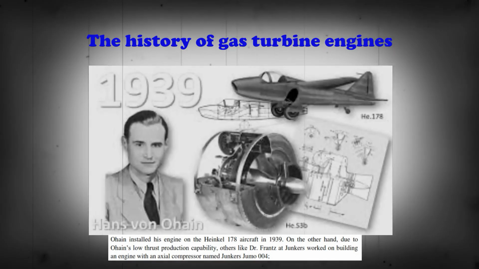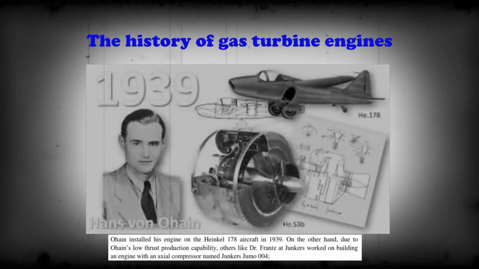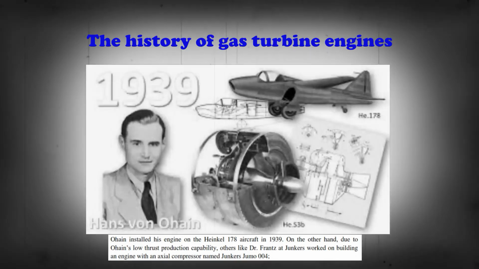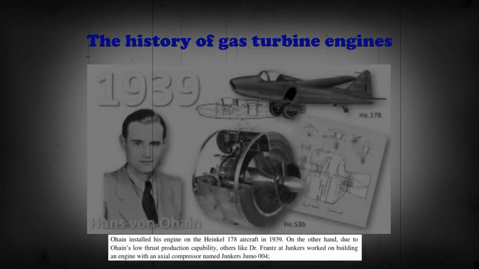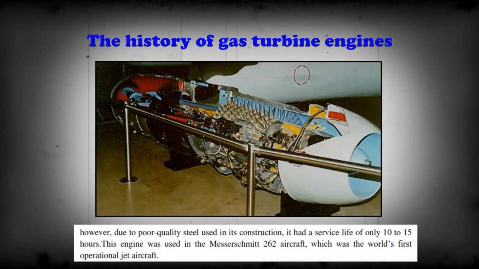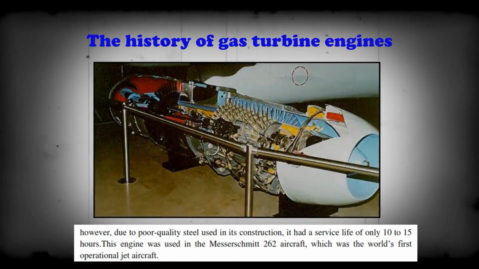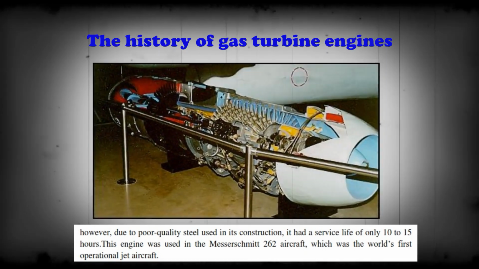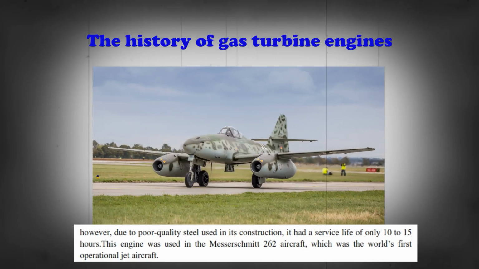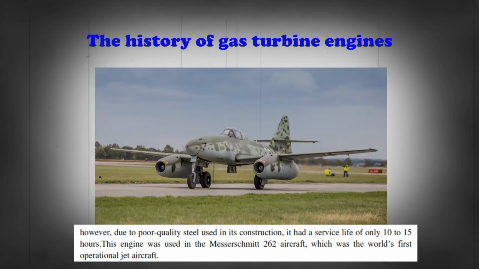On the other hand, due to Ohain's engine low thrust production capability, others like Dr. Franz at Junkers worked on building an engine with an axial compressor named Junkers Jumo 004. However, due to poor quality steel used in construction, it had a service life of only 10 to 15 hours. This engine was used in the Messerschmitt 262 aircraft, which was the world's first operational jet aircraft.